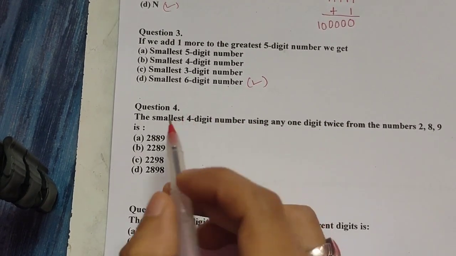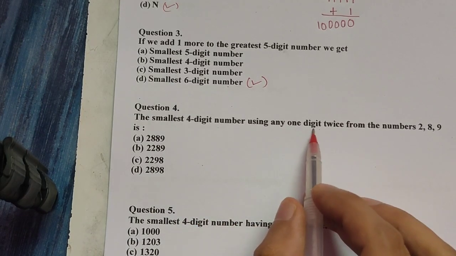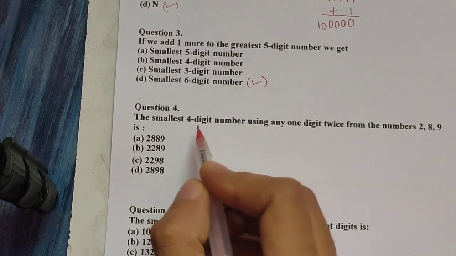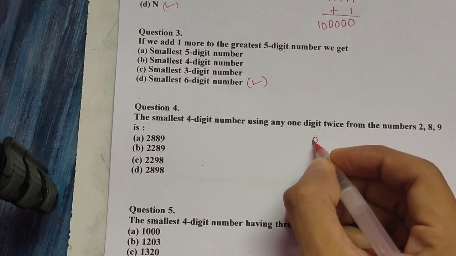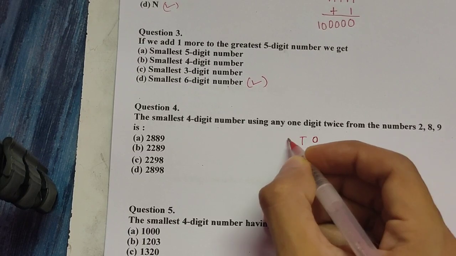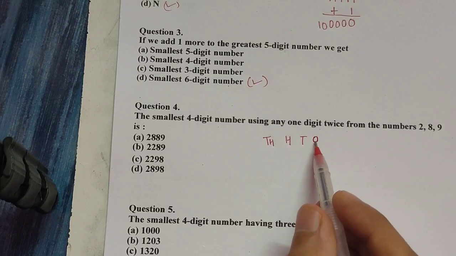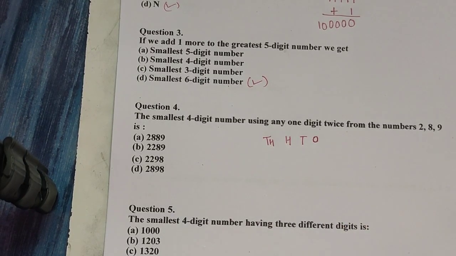Moving on to the fourth one. The smallest 4-digit number using any 1 digit twice from the numbers. Now what they have asked is that we have to make the smallest number, right? Whenever we are asked to make the smallest number, always start with the smallest number according to the place values. Now how many digits do we want? 4 digits. If we go through the place value chart, for 4 digits there should be ones, tens, hundreds and thousands. Now we have to make the smallest 4-digit number.